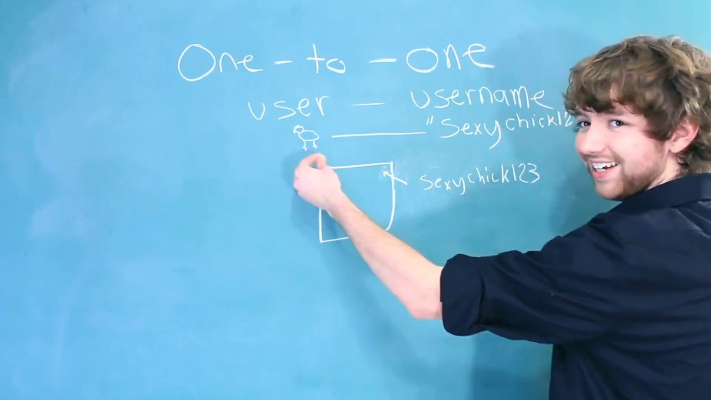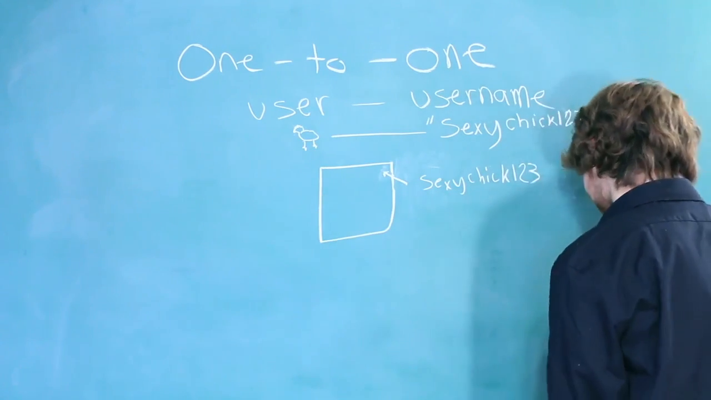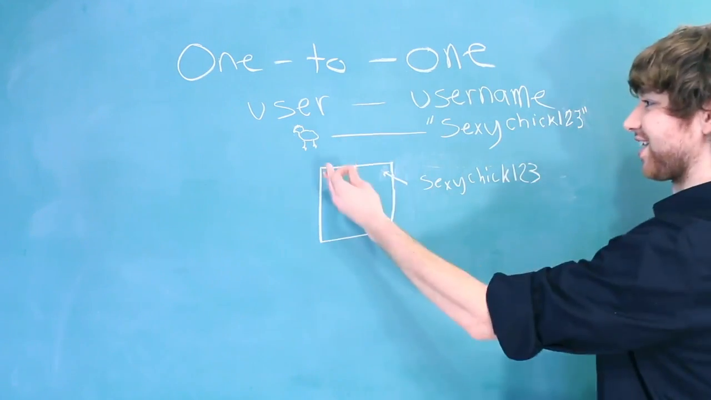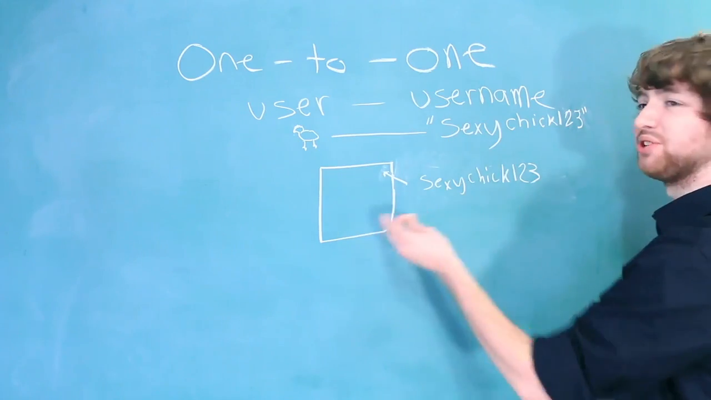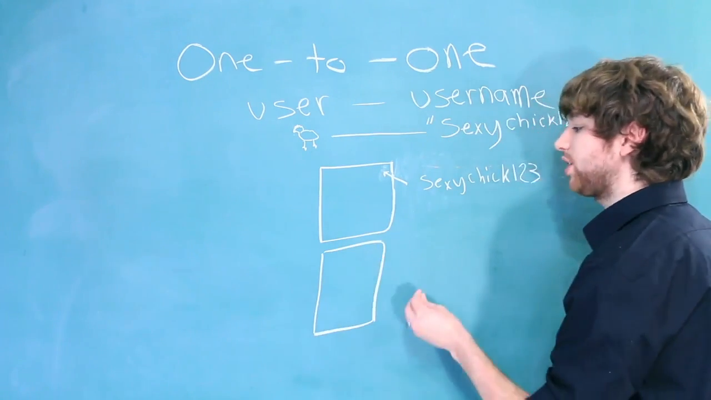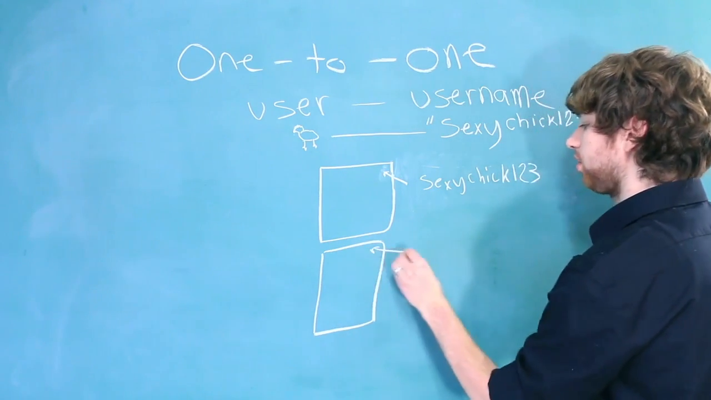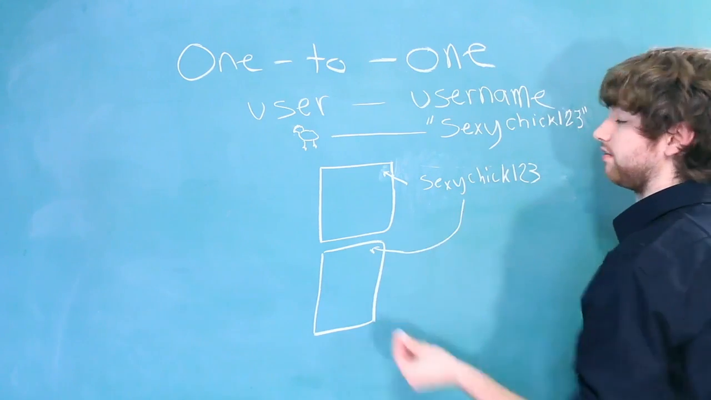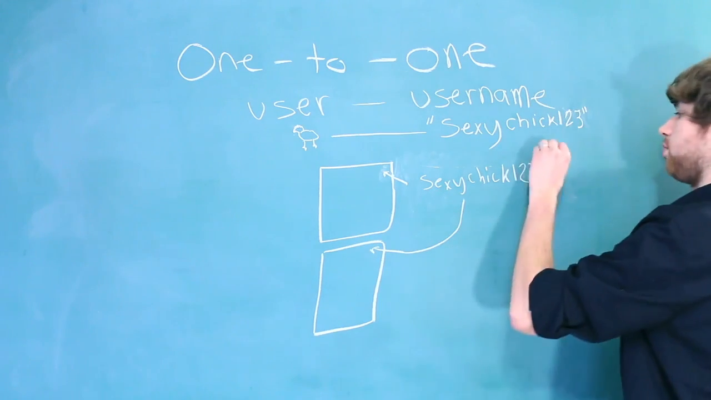So this chick, this is the most ridiculous example ever. This chick can write multiple blogs. But in this situation, each blog can only be written by one individual. In that situation, this would be a one-to-many.